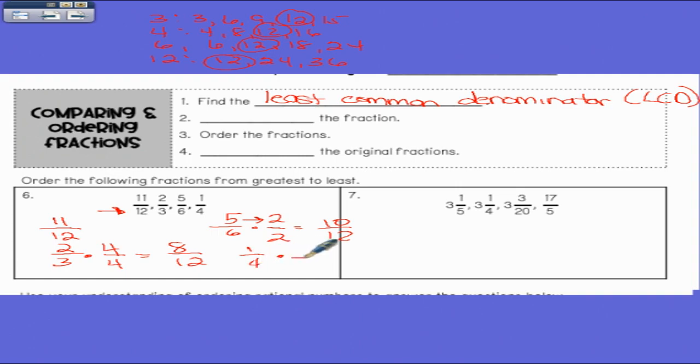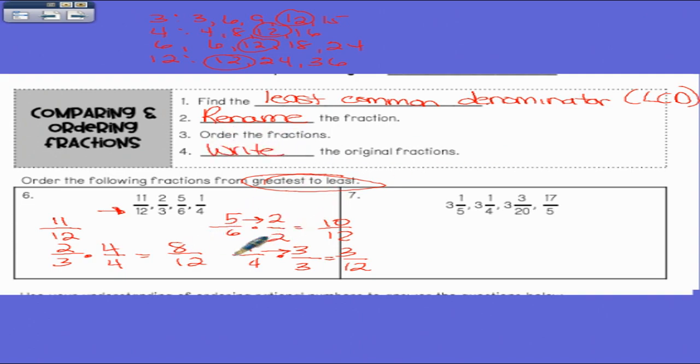Last one, 1/4. What do I do to 4 to get to 12? 4 times what is 12? 3. Whatever I do to the bottom, I do to the top, multiply straight across. This gives me all the same denominators. So I'm going from greatest to least. Look at what it's telling me. So I'm going to go back up here and rename the fractions. I did all these. Order the fractions, which we're going to do, and then you write the original fractions.